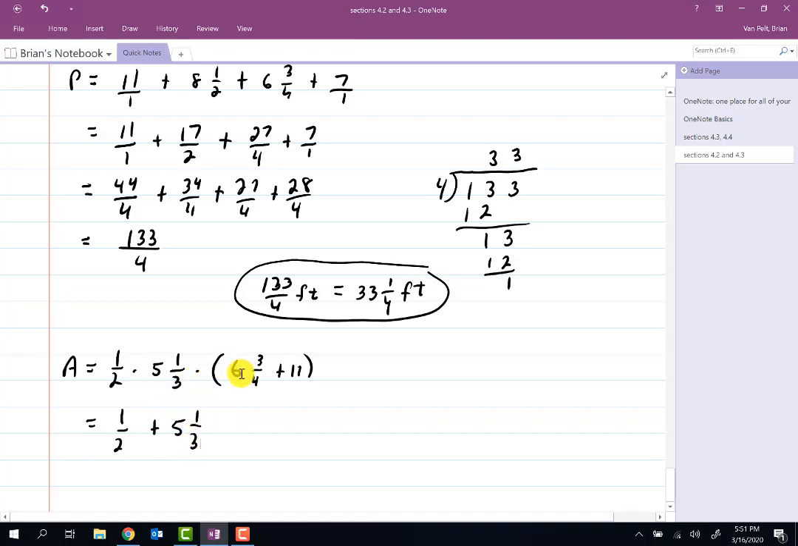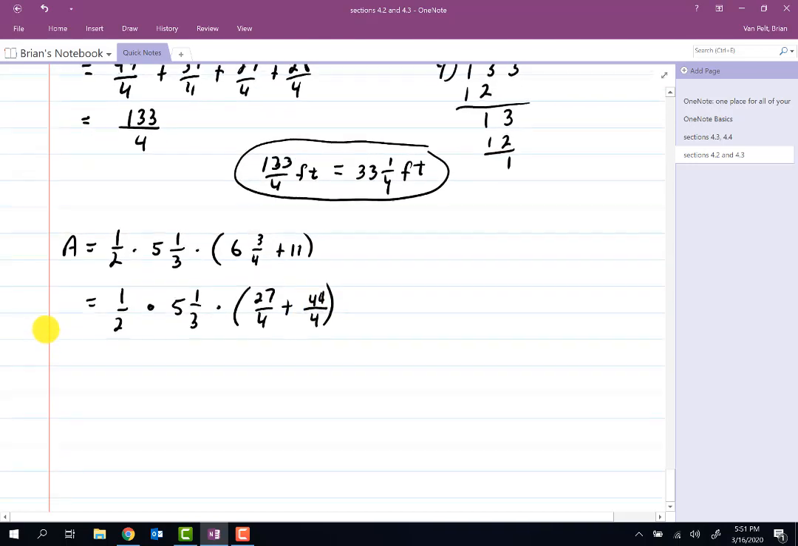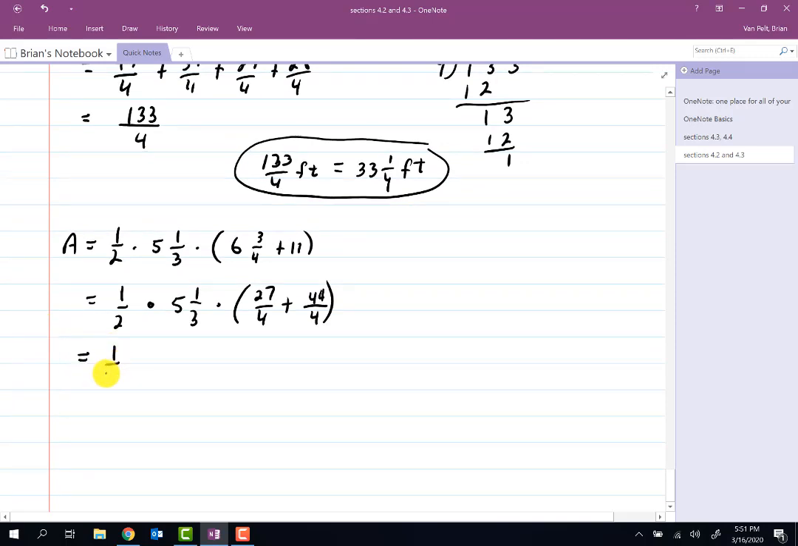So what I'm going to do is change the 6 3/4 to 27 over 4. Now the 11, I need to rewrite it. Think of it as 11 over 1 so that I can write it as 44 over 4 inside of there. Now I can go ahead and add those things inside the parentheses. When I do that, I'm going to get 27 plus 44. I think that is 71.